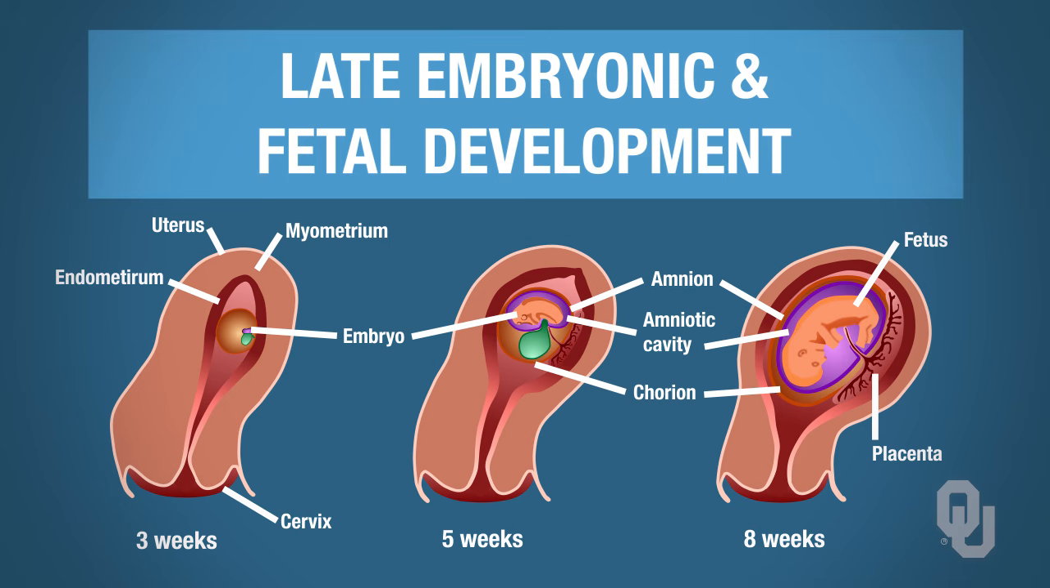So by 8 weeks, the placenta has developed. We're not going to go into details on the exact physiology of the placenta, but the placenta is allowing for exchange of gases and nutrients between the fetus and the mother. So it's between the circulation of the fetus and the circulation of the mother, or you could say maternal and fetal circulation.